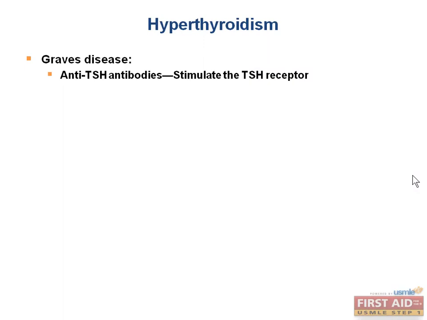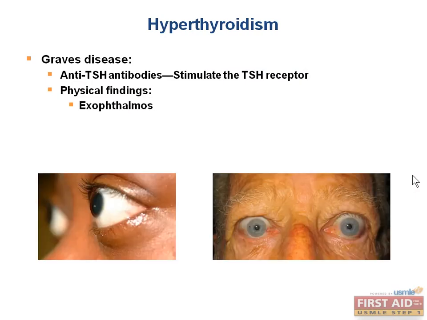Now, we already discussed the general features of hyperthyroidism, but Graves' disease is unique in that it has some interesting additional physical findings. The first is exophthalmos. This is known as Graves' ophthalmopathy and is characteristically bilateral, which helps you differentiate it from other causes of proptosis or bulging of the eyes. Do you know why this occurs? This is due to excess deposition of glycosaminoglycans by fibroblasts.